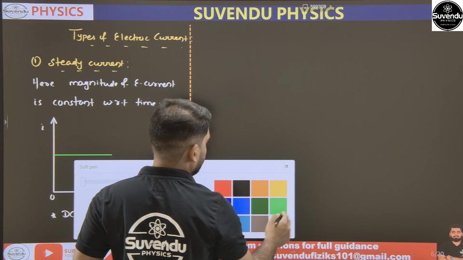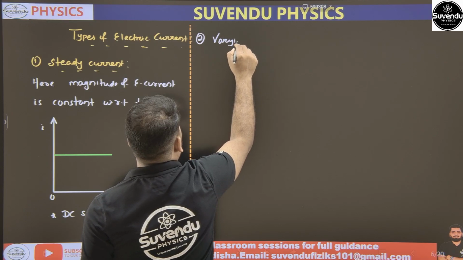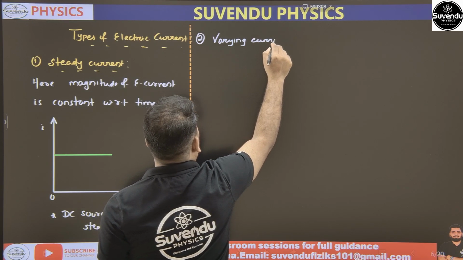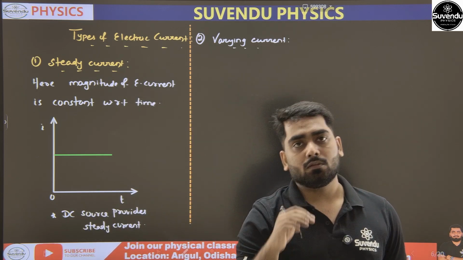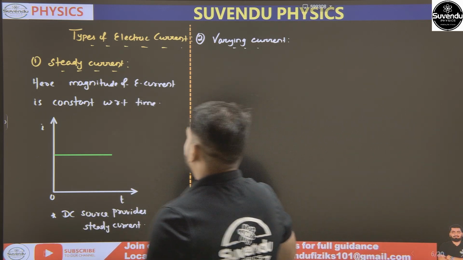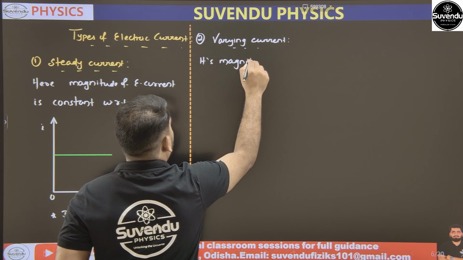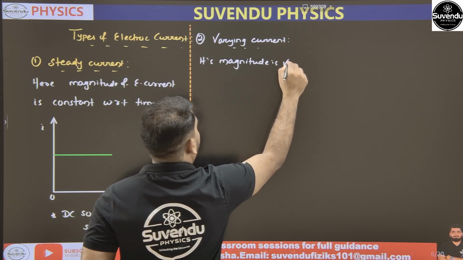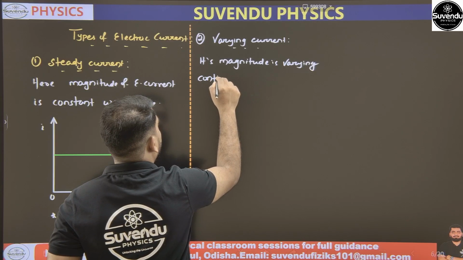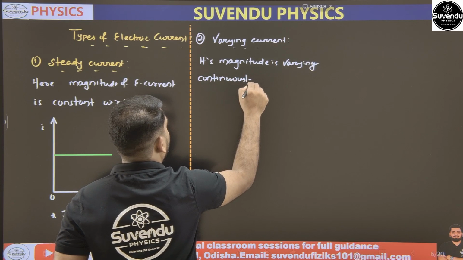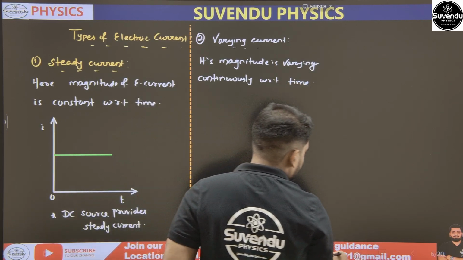varying current. Next one is second type, varying current. In case of varying current, its magnitude is varying continuously with respect to time. Simple thing. Its magnitude is varying continuously with respect to time. This is about our varying current.